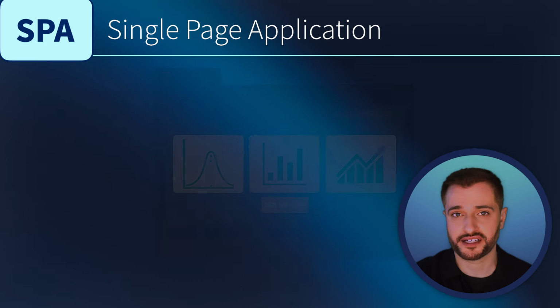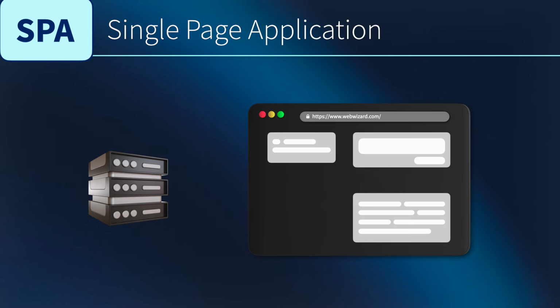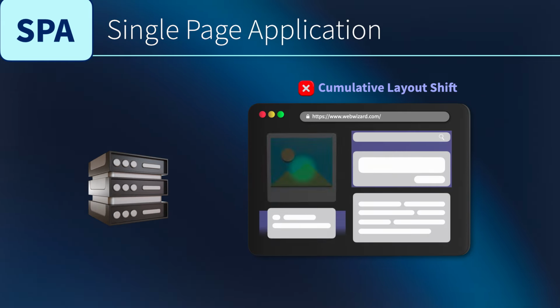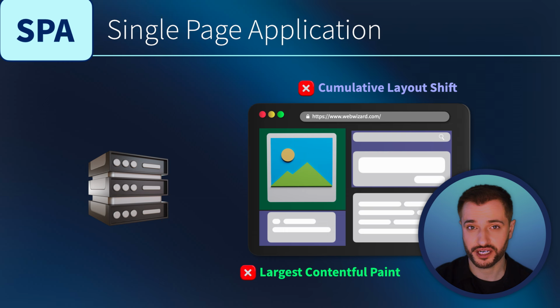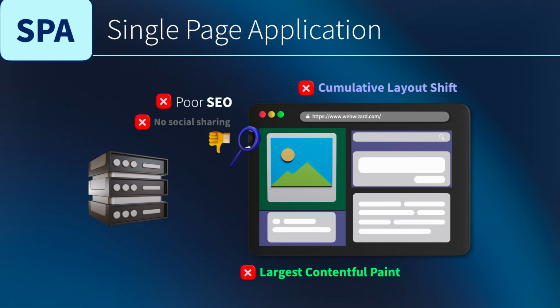But SPAs aren't perfect, they do have some downsides. Because browsers have to download the entire bundle before rendering all the components, this can result in damage to performance scores, like CLS and LCP, especially on slower connections or less powerful devices. And because everything is rendered on the client, your pages can't be crawled and indexed, resulting in poor SEO and no social sharing content previews.